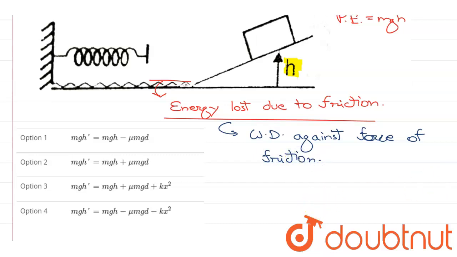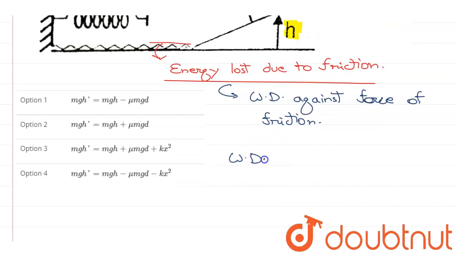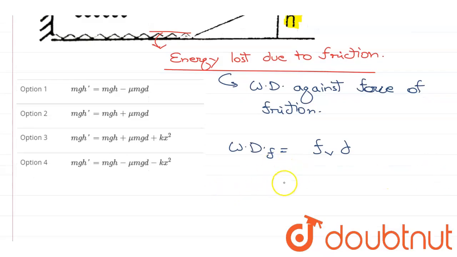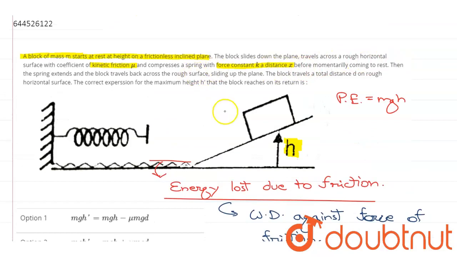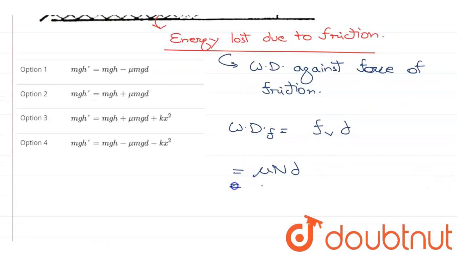So let's try to find this work done against friction. Let's say WDF will be equal to force of friction Ff times the displacement d. Now force of friction Ff will be equal to mu times the normal into the distance d that was traveled. And this normal force will be equal to the weight of the block, which is mg. So mu mgd is equal to work done due to friction, which is also equal to the energy lost.